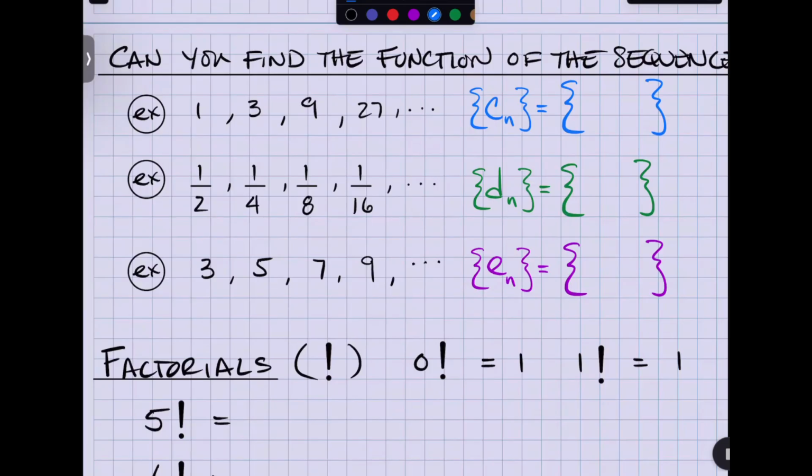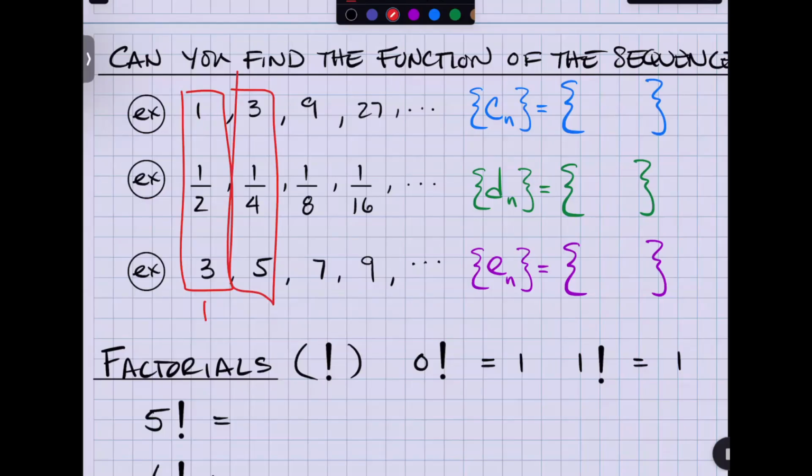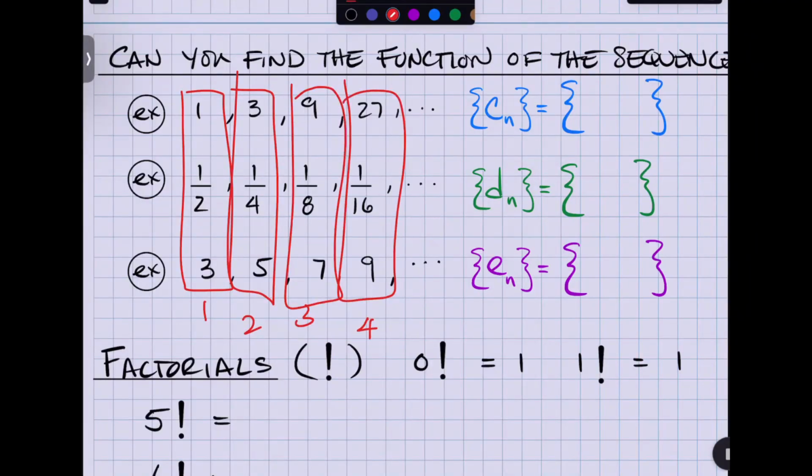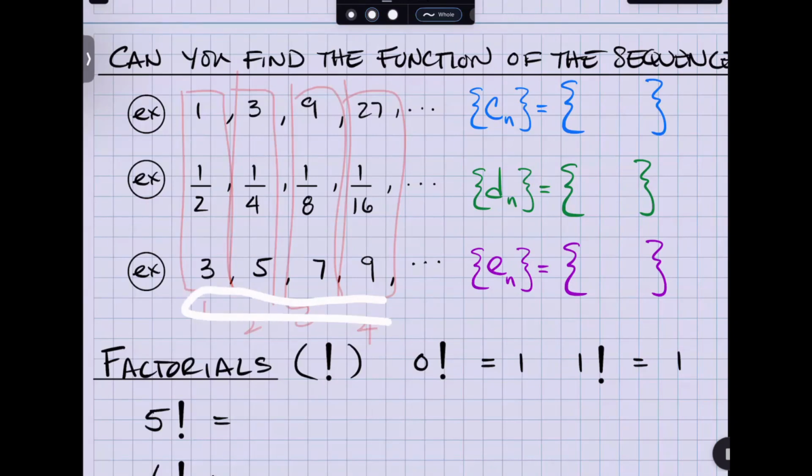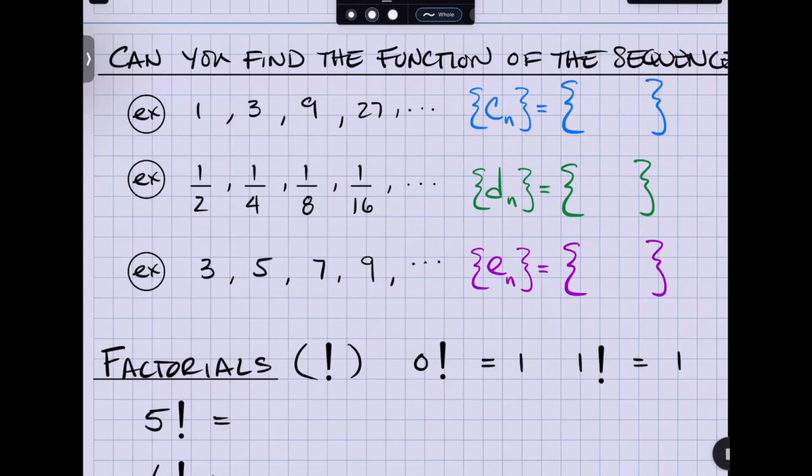Now, mind you, this right here will be your first term. This right here will be your second term. This right here will be your third term. And this right here will be your fourth term. So whatever you pick as your quote-unquote general term has to work. So what do you think the first one is going to be?